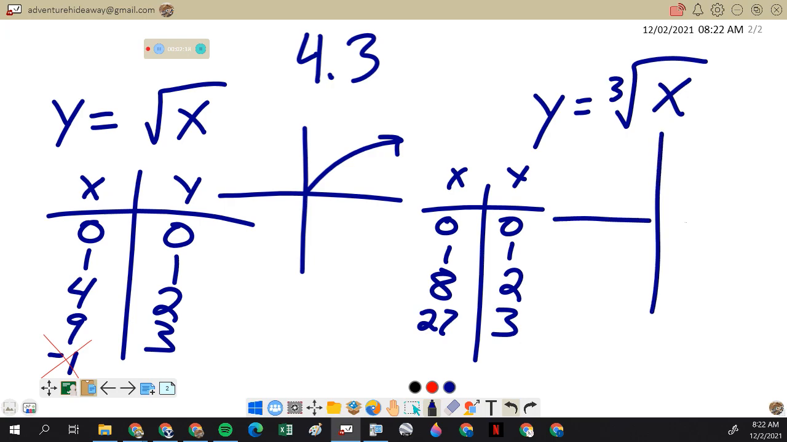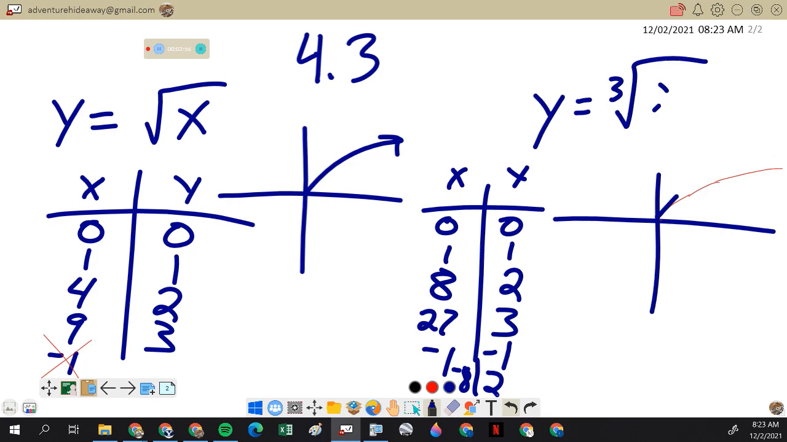So if I graph that, if this is the square root graph, then the cubed root graph is going to be flatter. Okay, but what about negative 1? What happens when I plug negative 1 into the cubed root? I get negative 1, because negative 1 times negative 1 is 1, times negative 1 is negative 1. I could also plug in negative 8 and get negative 2, and I could plug in negative 27 and get negative 3.